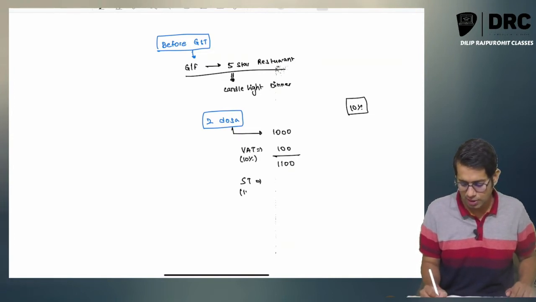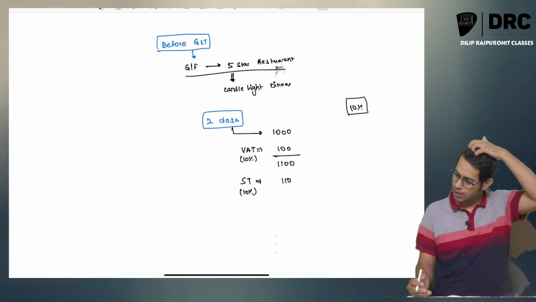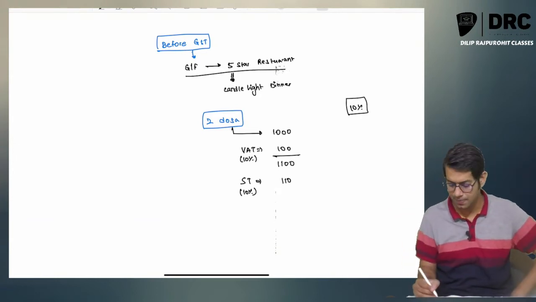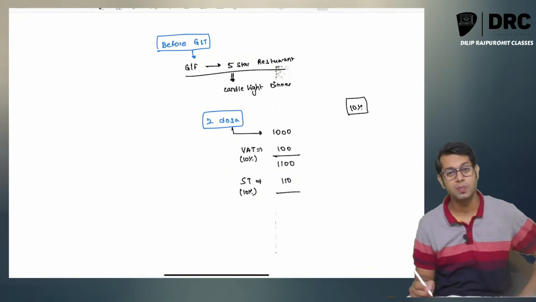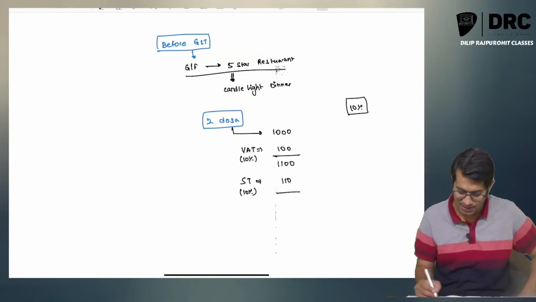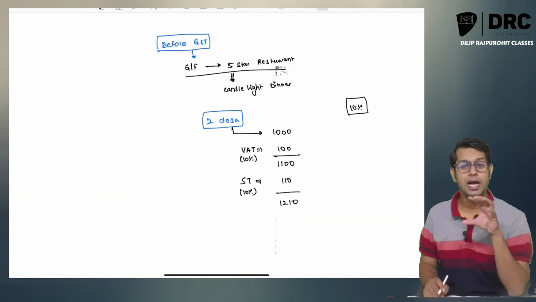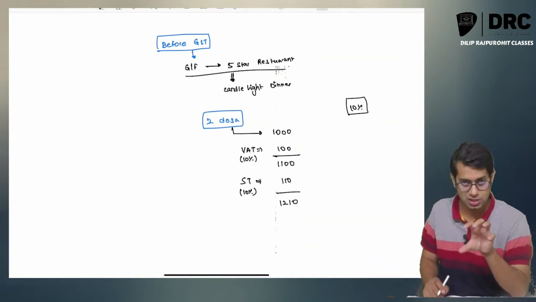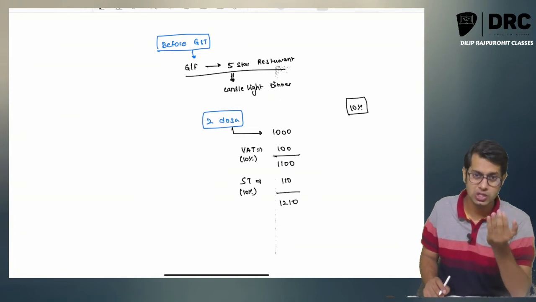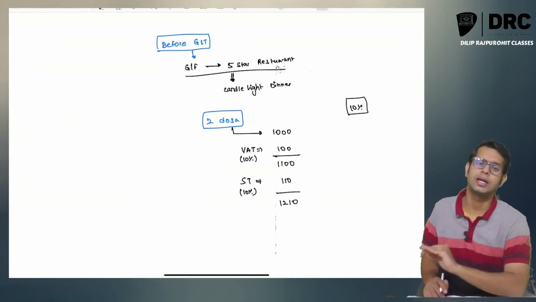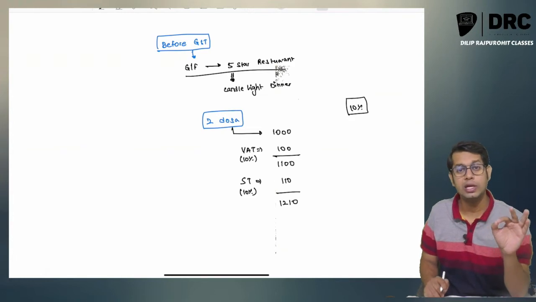They collected something called what, sir? Service tax. Sir, how much? 110 rupees. On our 1100 rupees they collected 10%, so 110 rupees as service tax. What is the total price? 1210, sir. Now because I am in a 5-star restaurant, a luxury restaurant, they also collected something called luxury tax from me.